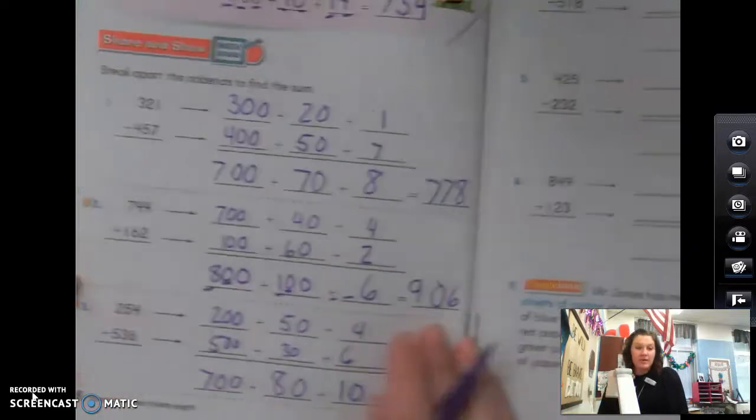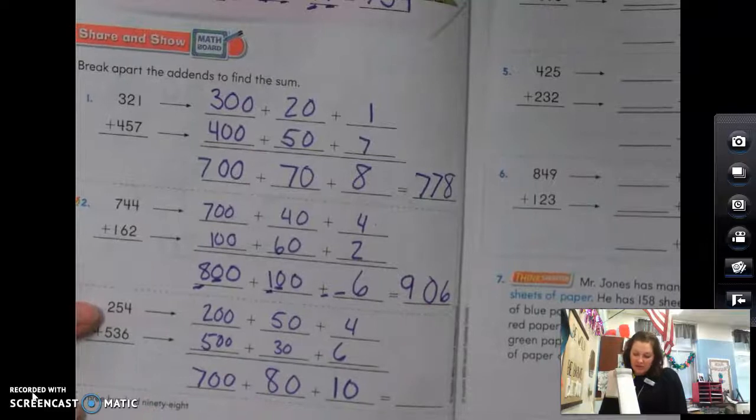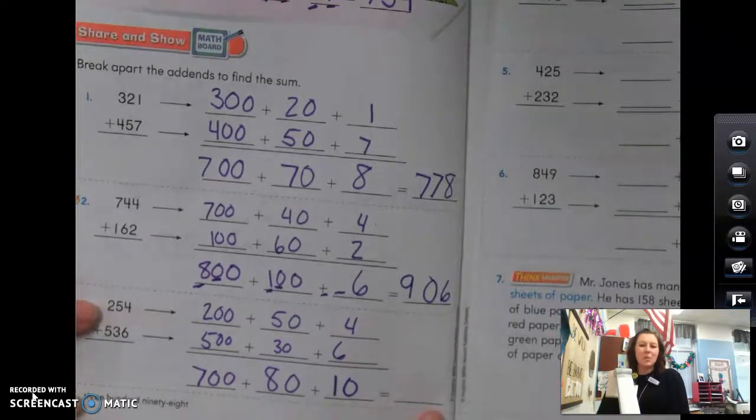All right, so now this is the trickiest part, going through and figuring out how to smush them together. Because if I just try to put a 10 here, I can't fit a 10 in the ones place.